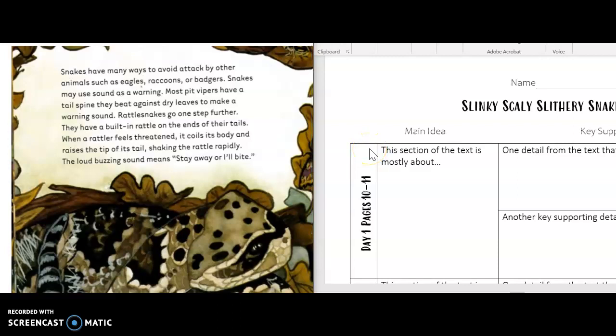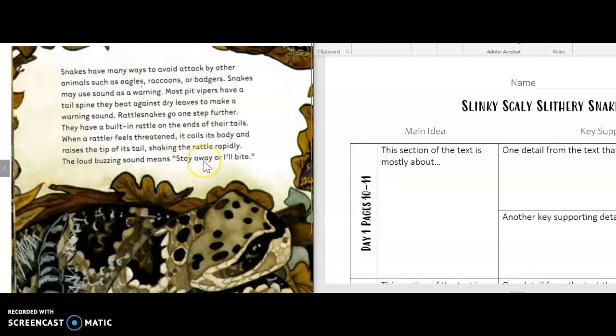All right, boys and girls, so you completed day one of this graphic organizer on your own, referring to the text Slinky, Scaly, Slithery Snakes that we were introduced to in that video. And you had to identify the main idea, or what this section of the text was mostly about, as well as two key supporting details from the text. So let's talk about these pages. You had to identify the main idea and details for pages 10 and 11.